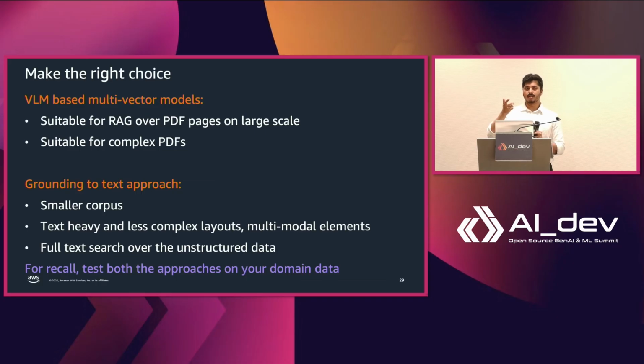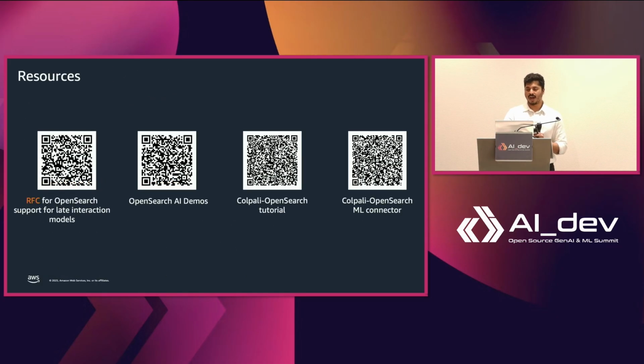We have to use a scoring function inside OpenSearch, but we have also raised an RFC. The first QR code is the RFC, which is for native support for late interaction models in OpenSearch, and the second one is the OpenSearch AI demos, the demo platform that you saw. That's totally open sourced. Explore and play along with it. And the third one is the ColPali OpenSearch tutorial. That is a complete notebook that you can just run in your notebook instance so that you can see how ColPali works with the sample data set we have given there.